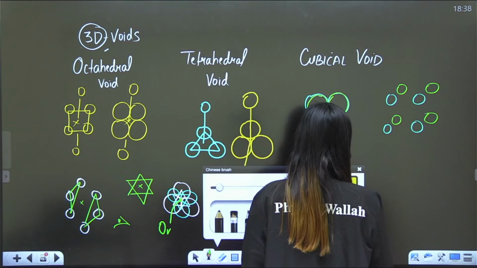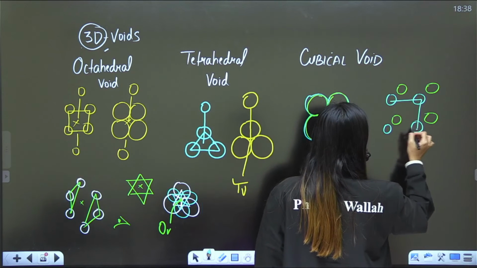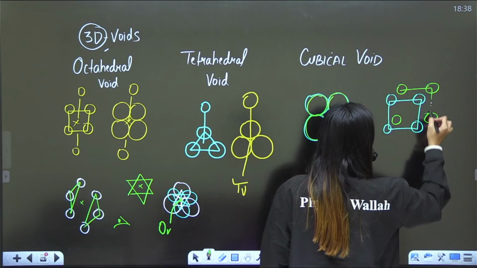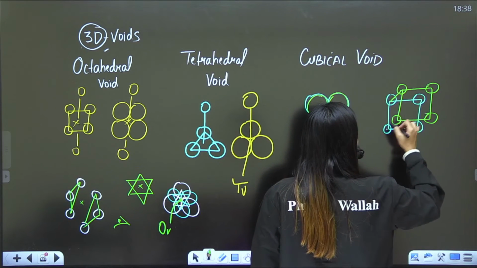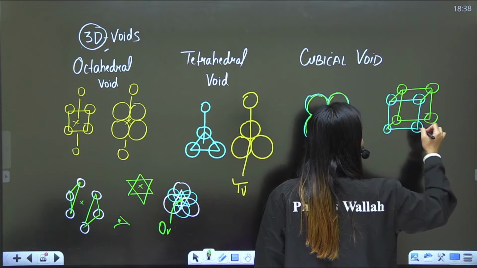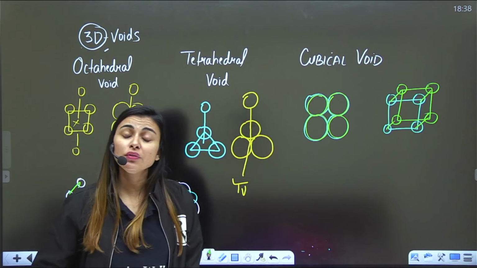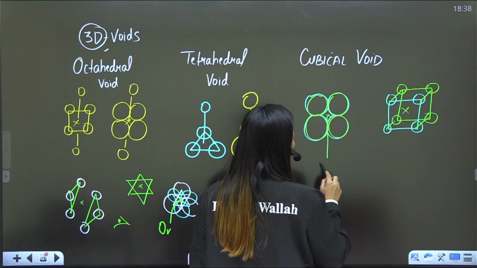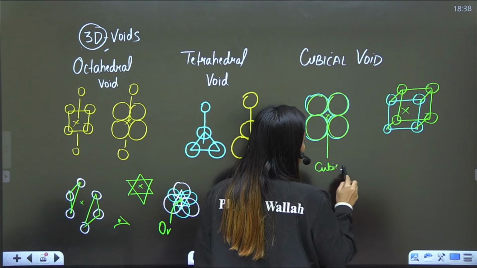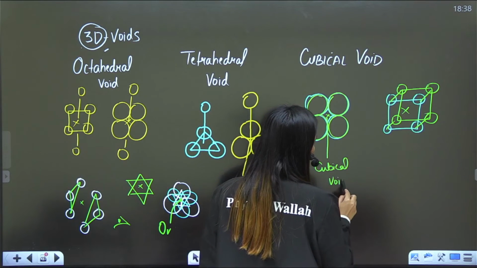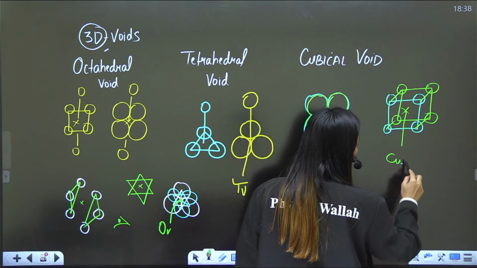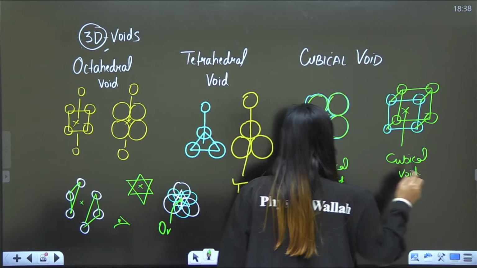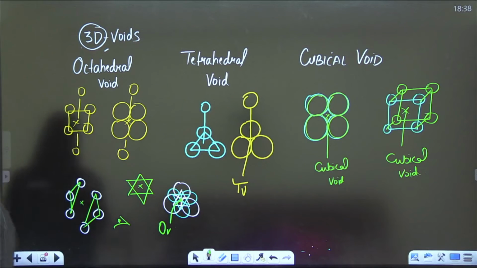So if I join them, I'll get something like this. And these together form a cube, and the space between them is your cubical void. This is what is known as a cubical void. So in 3 dimensions, you come across these 3 different types of voids.